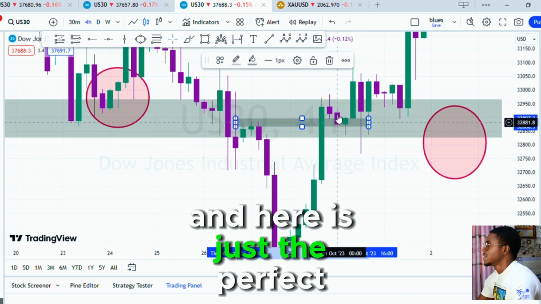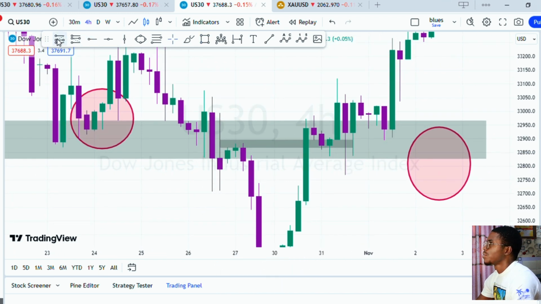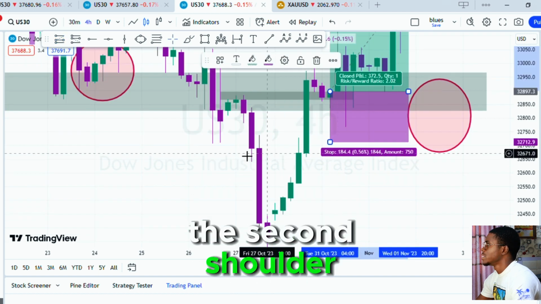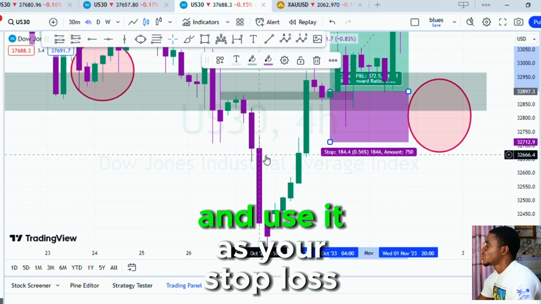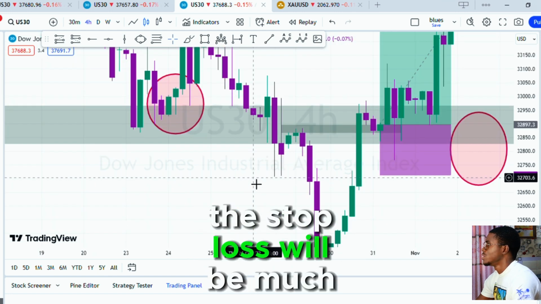And here is just the perfect place to enter the trade after the closure of the confirmation candle. And all you have to do is to look at the second shoulder and use it as your stop loss, because if you want to use the head, the stop loss will be too much.